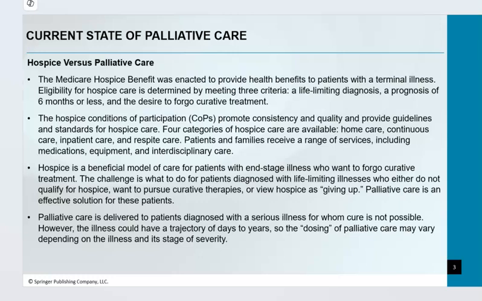Palliative care is delivered to patients diagnosed with a serious illness for whom cure is not possible. However, the illness could have a trajectory of days to years. So the dosing of palliative care may vary depending on the illness and its stage of severity. What they're trying to say is essentially what I showed you in the previous image, that you can have small amounts of palliative care early when you're having larger amounts of curative intent.